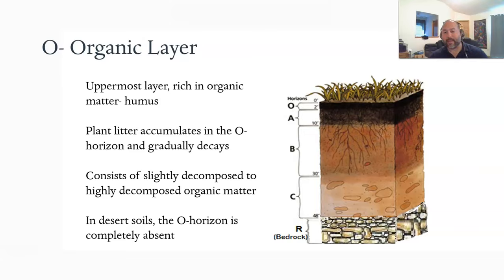What do I mean by that? Well, you don't have to have an O layer. For example, if it's a desert soil, you don't have an O layer. Why? Because there's not a lot of stuff in the desert to create that surface litter that then becomes humus, that then works its way into the topsoil. So you don't really have an O layer in the desert. So it would just start A, B, C, R, and go from there.